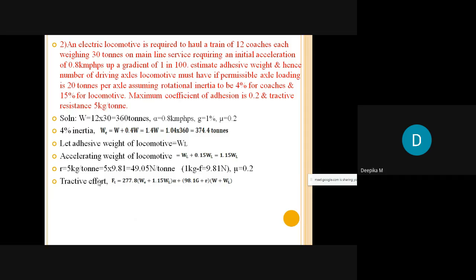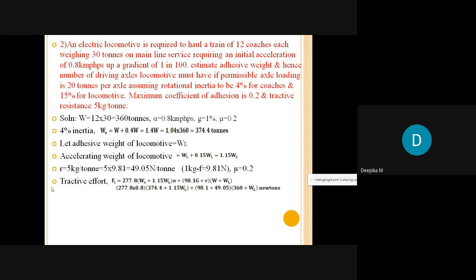So next, tractive effort, we have the same formula, that is Ft is equal to 277.8 into the accelerating weight plus the resistance term. Here we take the total weight of the train as well as the locomotive, that is the accelerating weight of the train plus the accelerating weight of the locomotive, which is nothing but WE plus 1.15 WL. And again we have the same formula. So let us substitute the values over here. Remember, in this formula we have to substitute only the accelerating weight. We should not substitute any dead weight over here. Hence, it will be equal to this value.